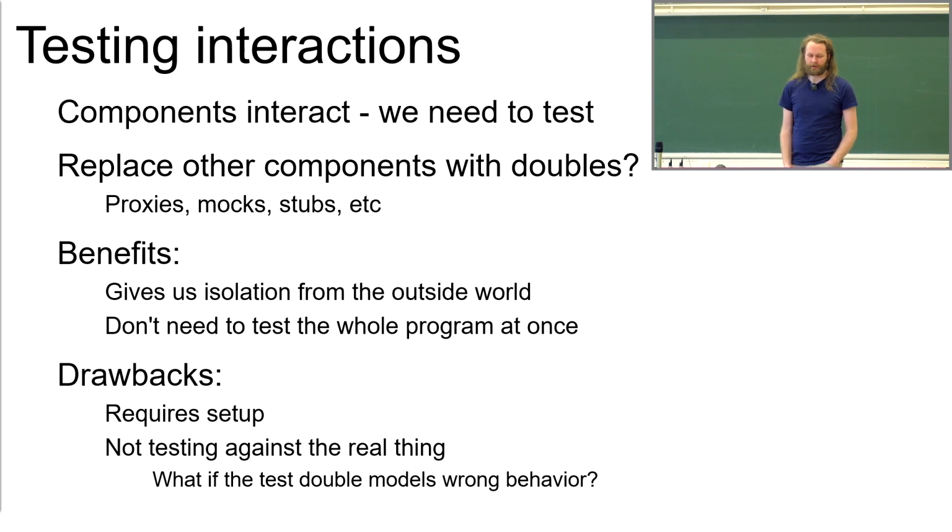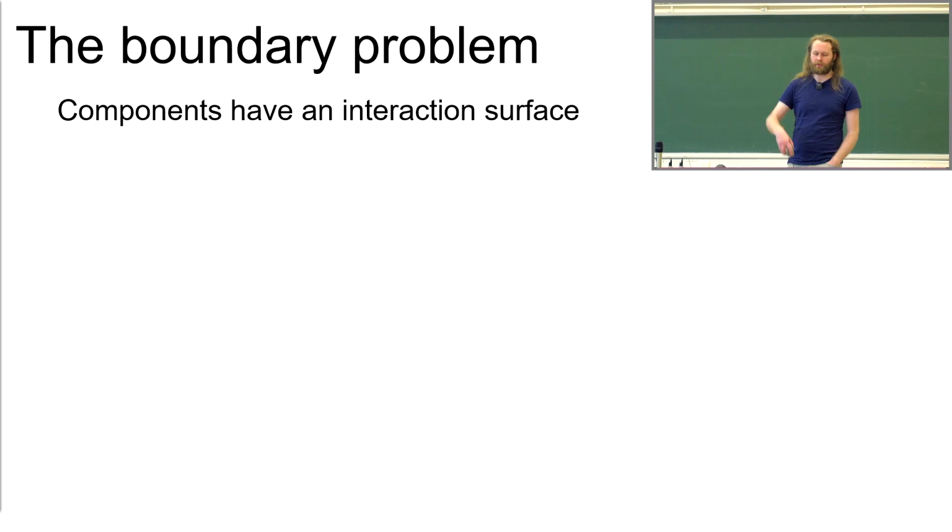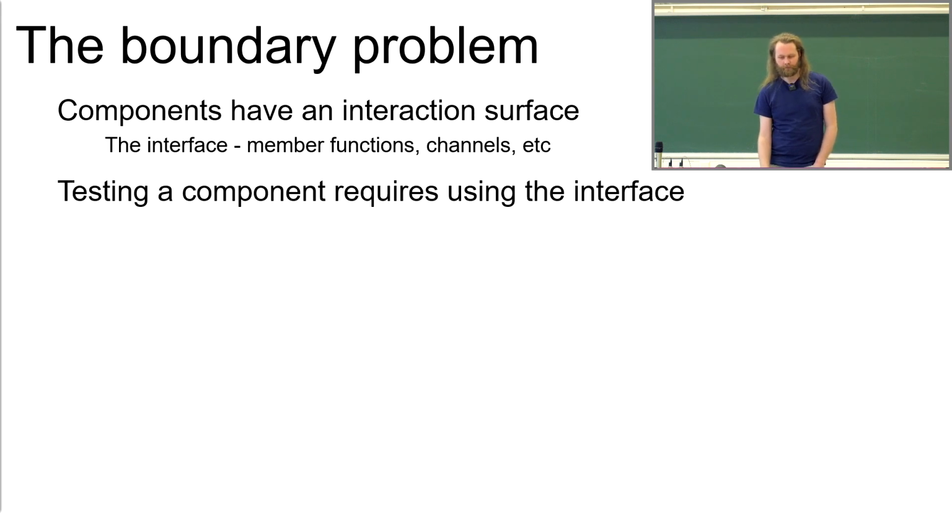So we have a problem here. We need to interact with the real things in a real way, but we don't want to set up all of the program to be a real thing. So we have a boundary problem here. Our components have some kind of interaction surface. They have member functions, they have member channels, they have member something. When we're testing a component, first principles thinking, we have to use that interface, because in order to test it from the outside, we need to use the interface of the thing.